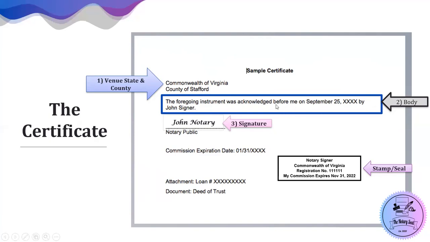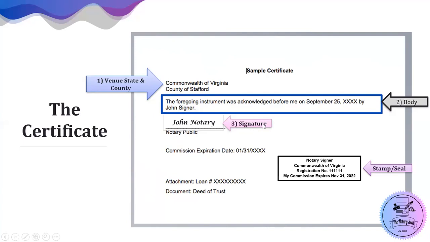Sometimes, instead of saying "before me," it may ask that you fill in your name. So, John Notary, say, comma, notary public. So this will vary. Don't think it's always going to look like this language, but it should always have a date and the name of the person or persons that will be signing the document.